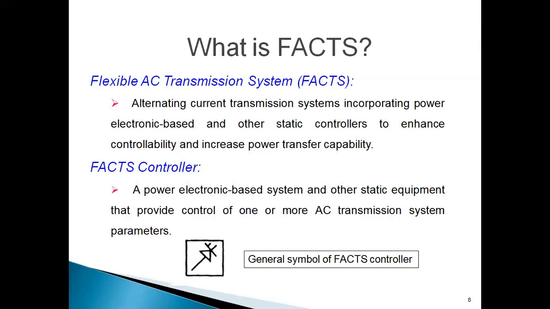What are these transmission system parameters? Any idea? This is a symbol for a FACTS controller, which you might have seen. When I say power electronics, the main component is the thyristor, so a thyristor valve is shown here, and we use this as the symbol for a FACTS controller. Now, any idea about the transmission system parameters?